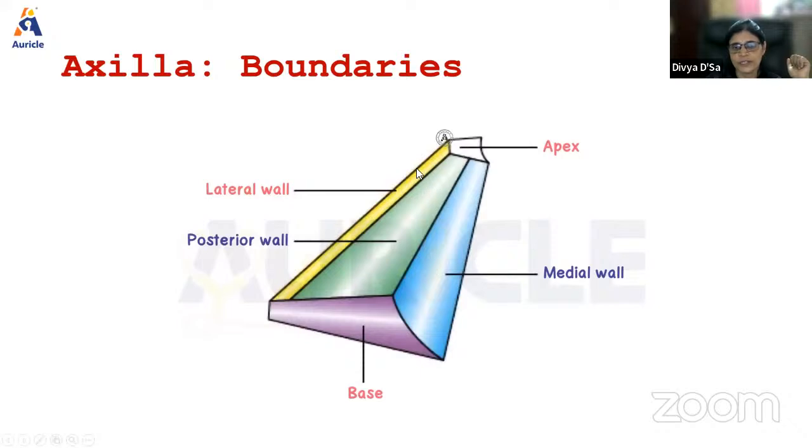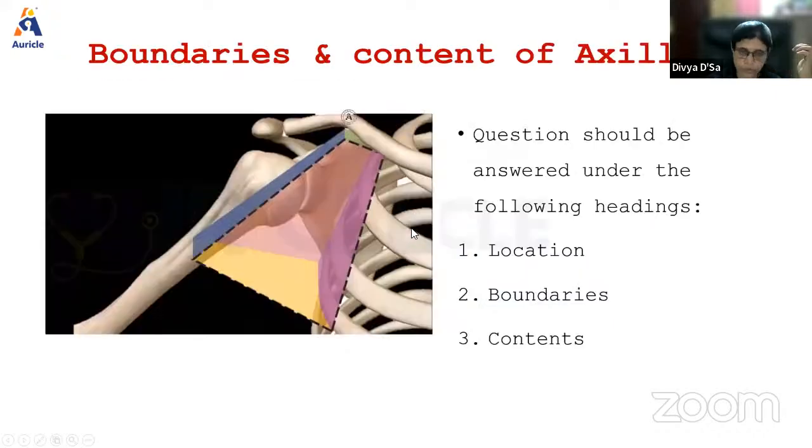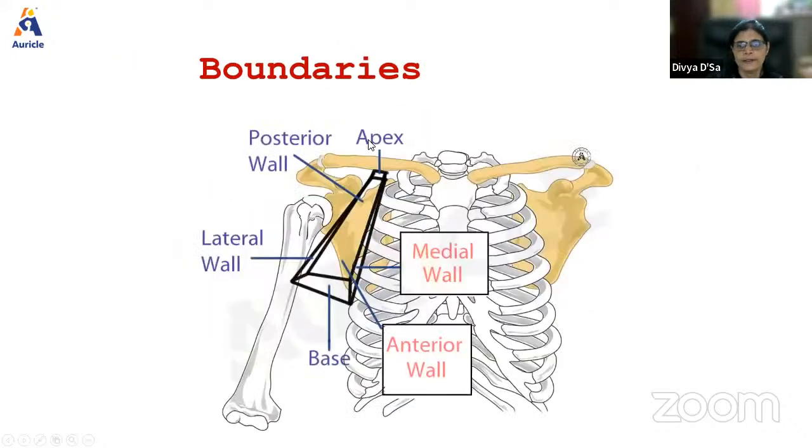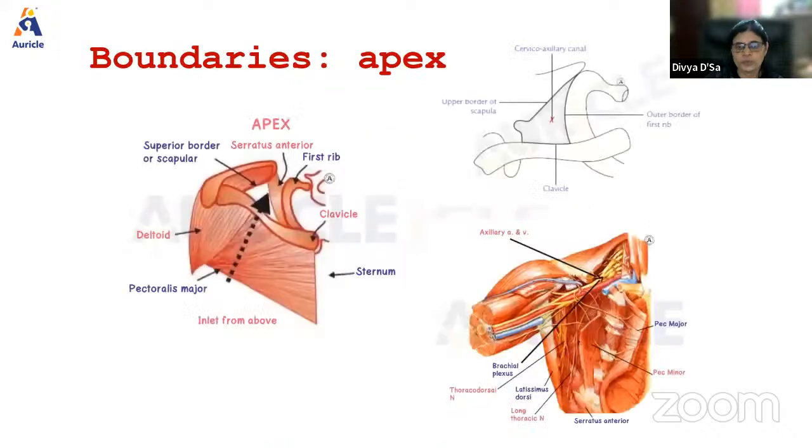So it will have a lateral wall, a medial wall, a posterior wall and an anterior wall. If you see, behind is posterior, this is anterior, this is lateral, this is medial, this is the base and this is the apex. We should know what forms what here. The apex is not pointed, it is truncated, and it is formed medially by the clavicle.